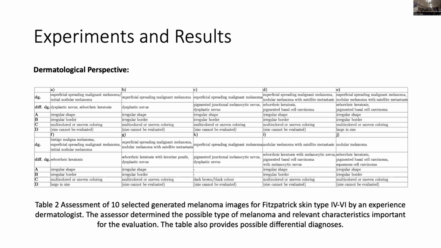For example, what we can see here is that the synthetic images of melanoma were assessed by the expert dermatologist, usually as superficial spreading malignant melanoma, or in a few examples, nodular melanoma with satellite metastasis. And as you can see, regarding the A, B, and C rules, we are able to capture the individual characteristics that are typical for the diagnosis of melanoma.